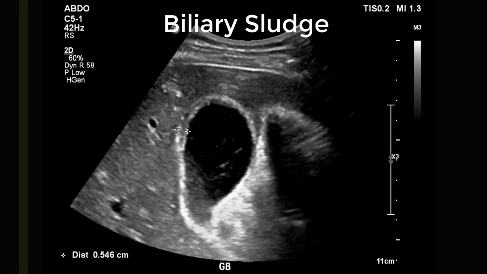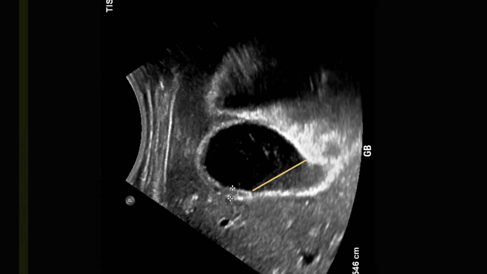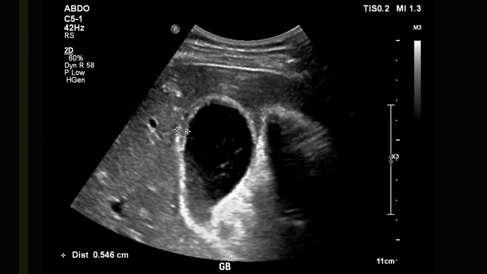Biliary sludge is a result of biliary stasis. Sludge appears as dependent echogenic material that layers in the dependent portion of the gallbladder. Unlike stones, it does not produce a posterior shadow artifact. But like stones, gallbladder sludge can lead to obstruction and acute cholecystitis.